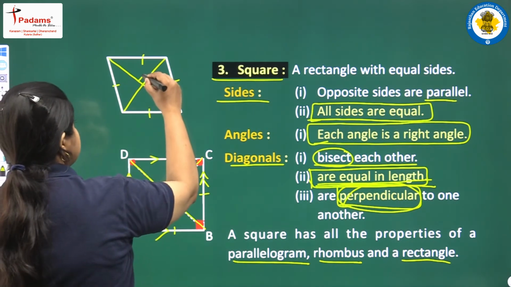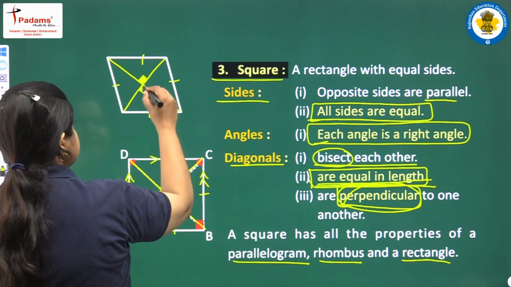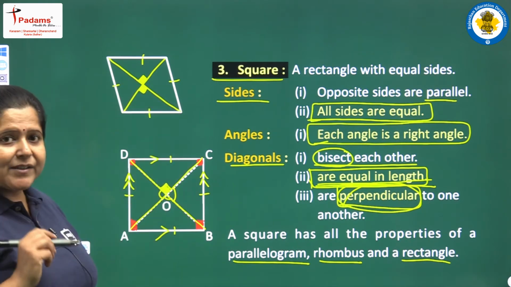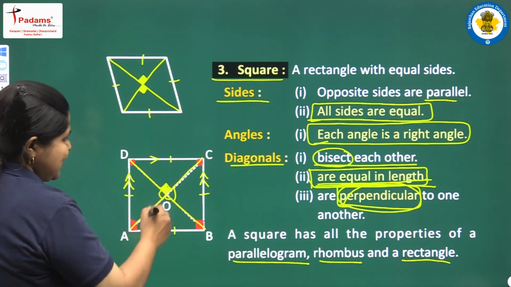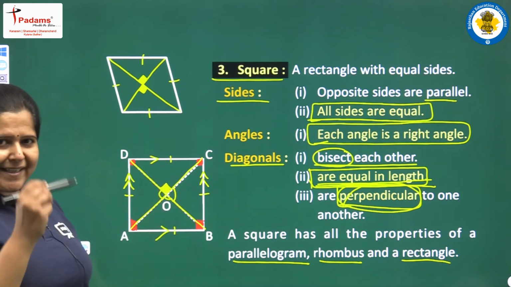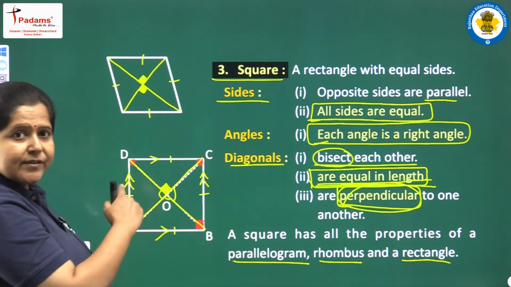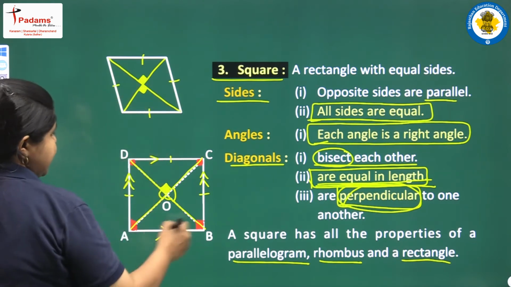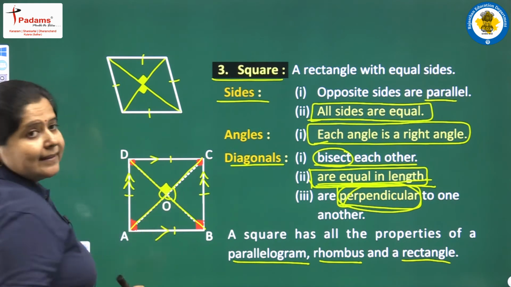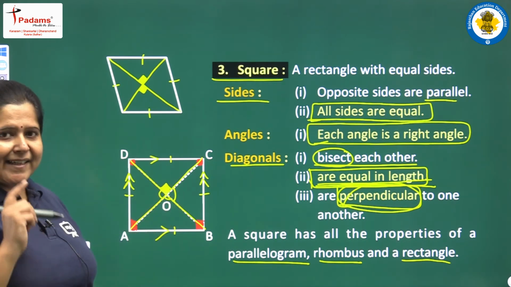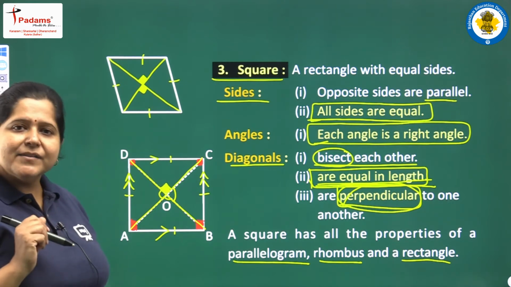Also, in case of a square the diagonals intersect each other at 90 degree. This is the similar feature. So, two features are similar in a rhombus and in a square. One, all the four sides are equal, and second, the diagonals bisect each other at right angle at 90 degree. These two features are similar in a rhombus and in a square.